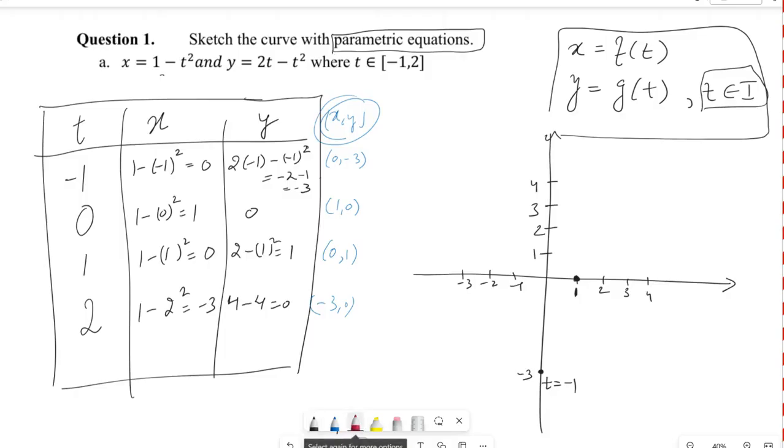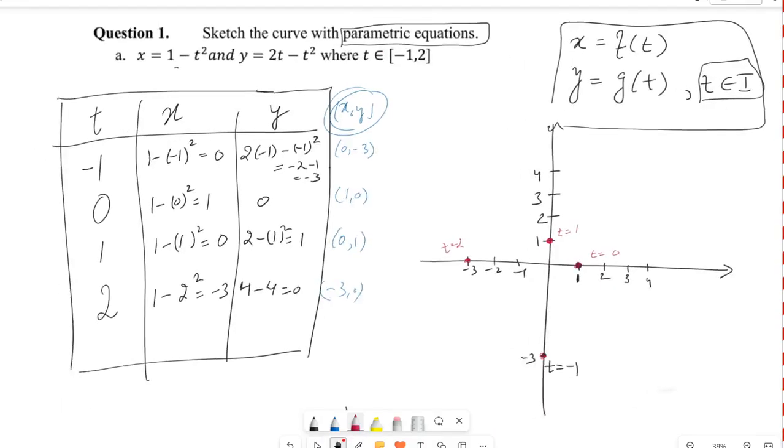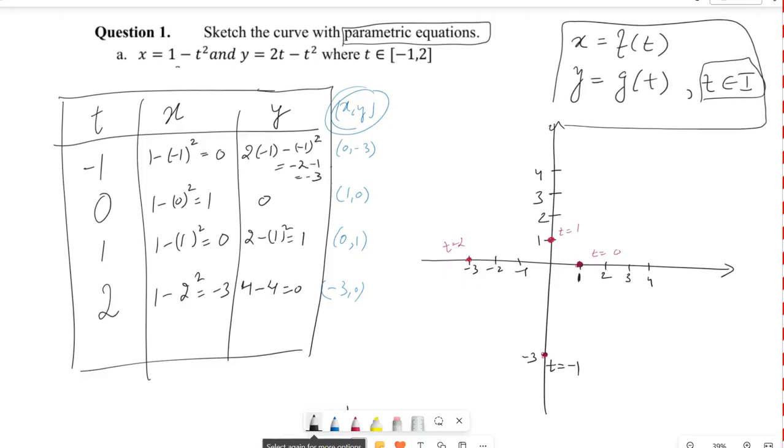So our points are here. The next point is (0, 1): x is 0, y is 1. And lastly, (-3, 0): x is -3 and y is 0. Also note down the values of t. Here t is 0, here t is 1, here t is 2. Now we're going to join the graph. The graph starts from t equals -1 and goes roughly like this.